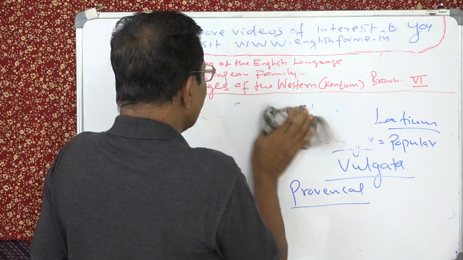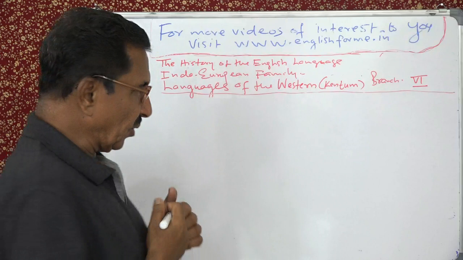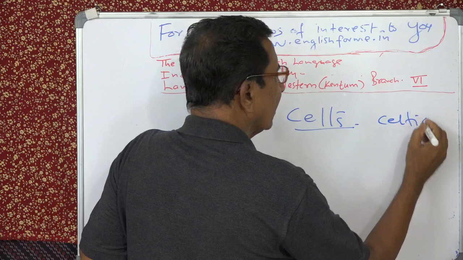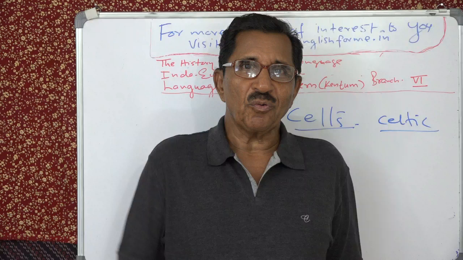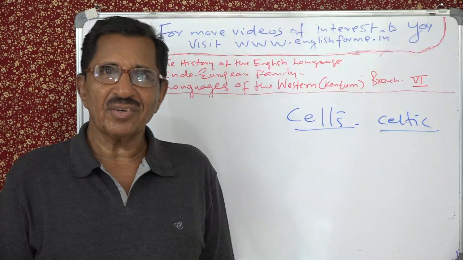And now comes the third, the Celtic language. Celtic, I have already told you, is one of the most important branches of Indo-European. The Celts used it, the language of the Celts. Actually, when the Anglo-Saxons came to England, around 450 AD, the original inhabitants of England were the Celts. And the native language of England, the original language, was Celtic, not English.